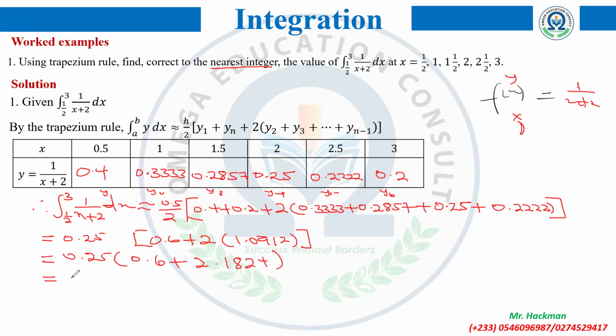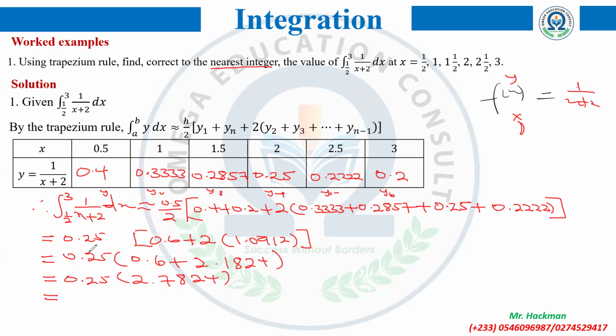So you are in a comfortable 0.25. Then you come and sum this. So I'm waiting for the sum. 0.6 plus 2.18224. Quickly. 2.78224. All right, so at this point, you multiply, and that will be your final answer.